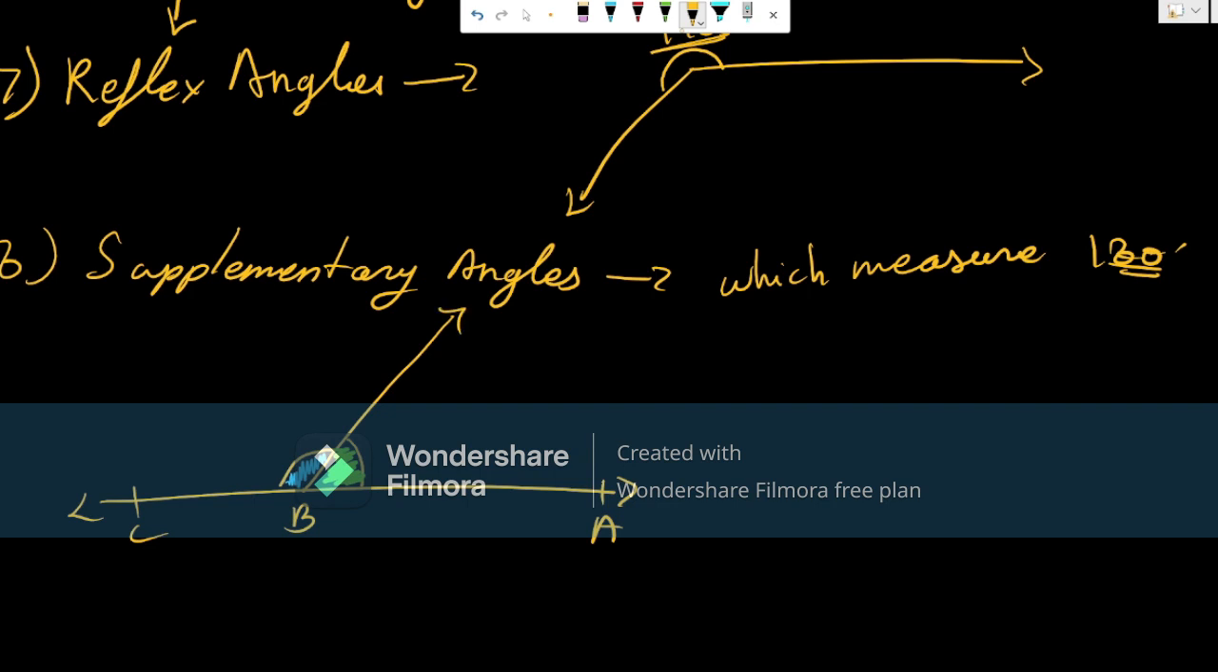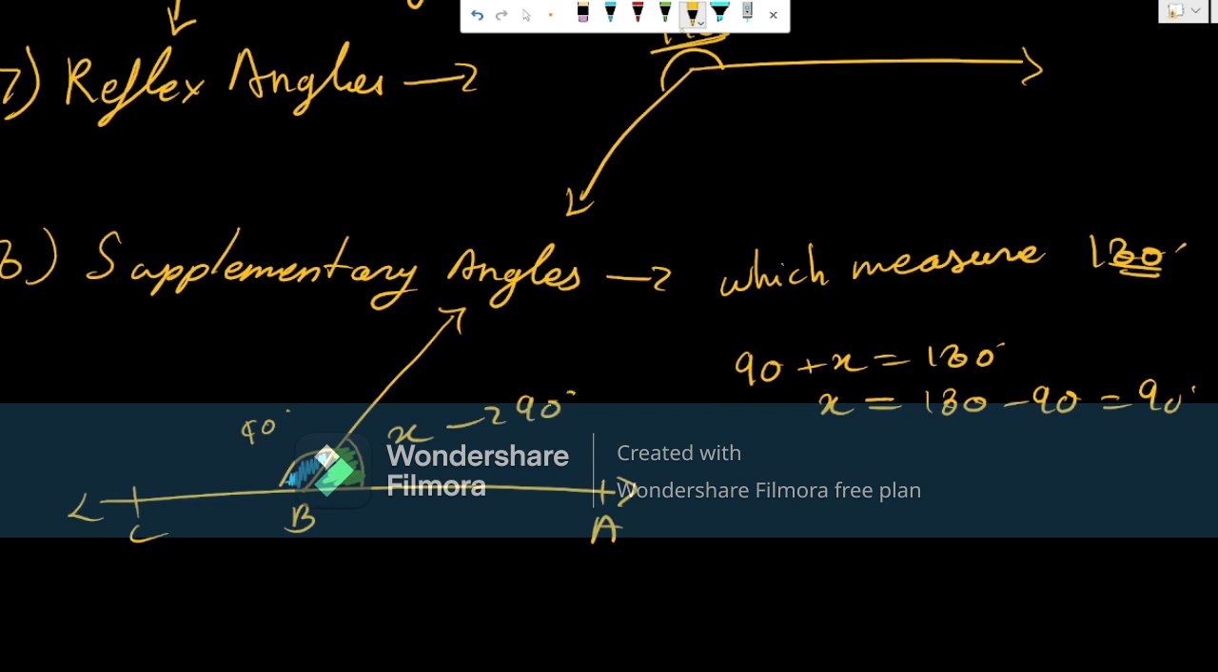Suppose they have given you a question. Suppose this is 90 degrees, and this is x. So you need to take 90 plus x is equal to 180. So x stays there in LHS, 90 is shifted to RHS, so 180 minus 90 is 90 degrees. So angle x is also 90 degrees. These questions are asked a lot, mostly in every single geometry chapter, so this is a very important concept.